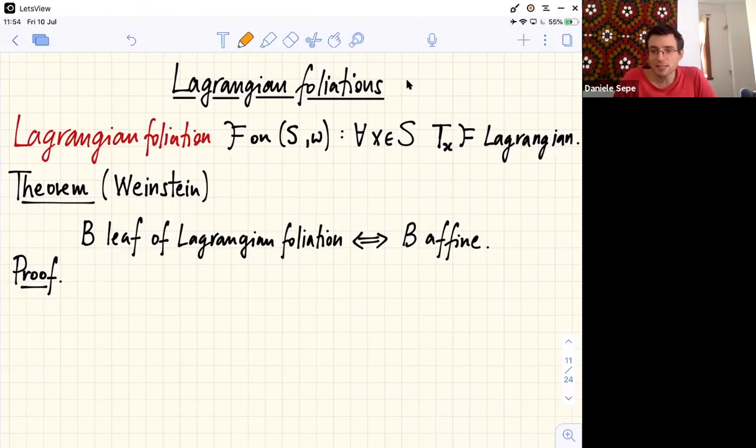And now, one of the first things that I learned in this business, way back when I was a PhD student, is this wonderful result of Weinstein. In his Advances paper, he says that everything is Lagrangian, but if you have families of Lagrangians coming in foliations, then this is not the case. Everything affine is Lagrangian. And let me give you a very quick proof. I suspect that you may have seen this proof before.